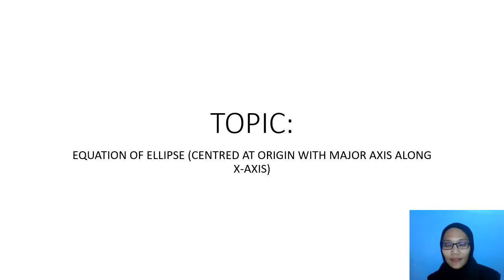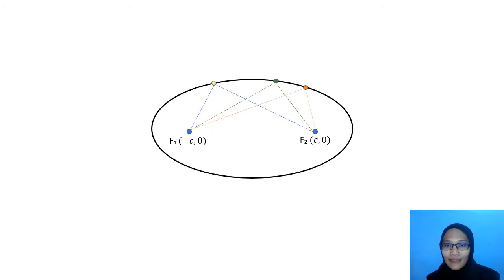Equation of ellipse centered at origin with major axis along x-axis. First of all, what is an ellipse? An ellipse is a set of points in a plane whose distances from two fixed points, F1 and F2, have a constant sum. These two fixed points, F1 and F2, we also call the foci of the ellipse.